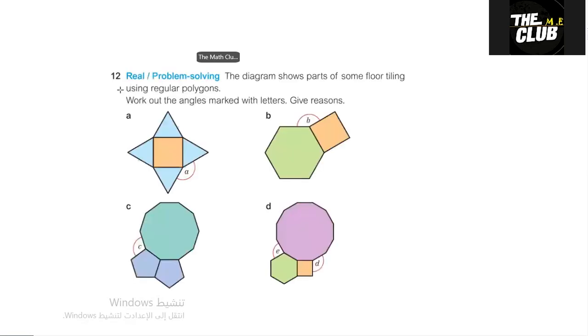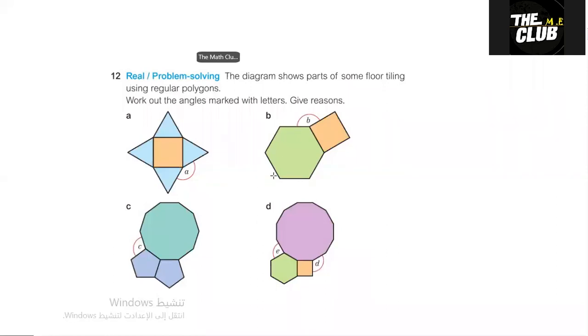In this video, we're going to talk about polygons and how to answer questions regarding polygons. Let's take a look at this question. Question 12, problem solving. The diagram shows parts of some floor tiling using regular polygons. Work out the angles marked with letters. Give reasons. Each angle here marked with a letter, we're going to find it.